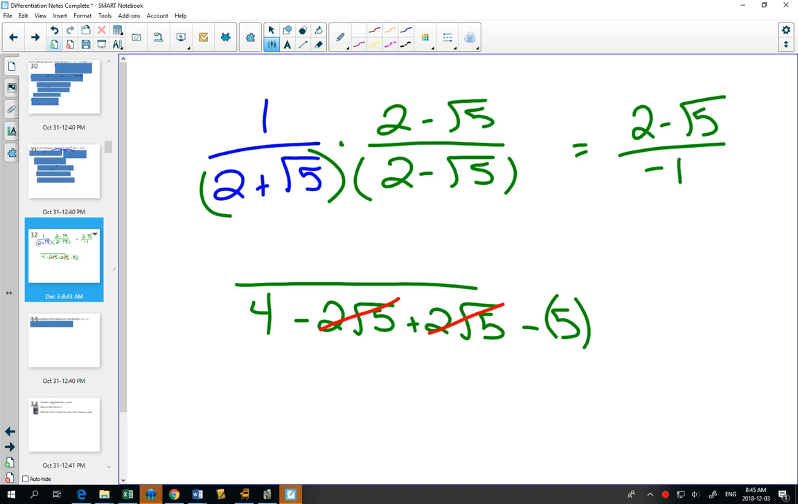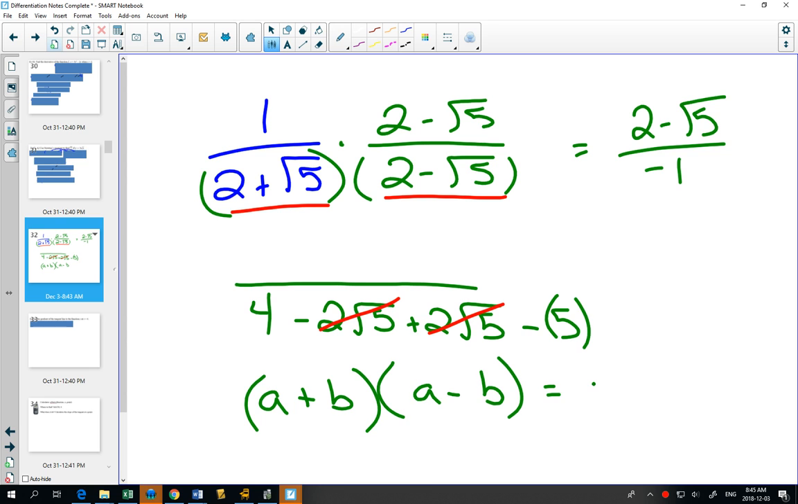But this idea, this and this, are called conjugates. And conjugates are the same binomial where one is positive in the middle, the other one is negative in the middle. And the reason for it is if you have anything where you're multiplying conjugates, well, the result is just a difference of squares. And if you square both things, what's going to happen? Your square roots will go away completely.